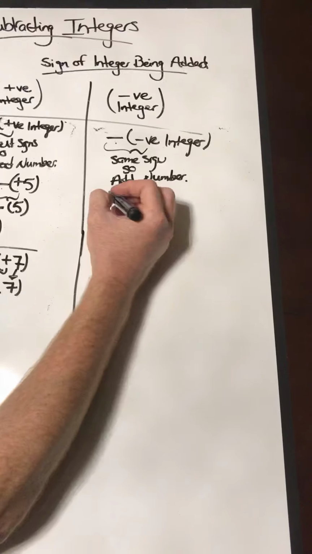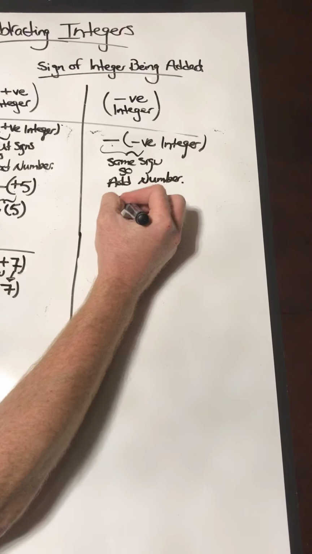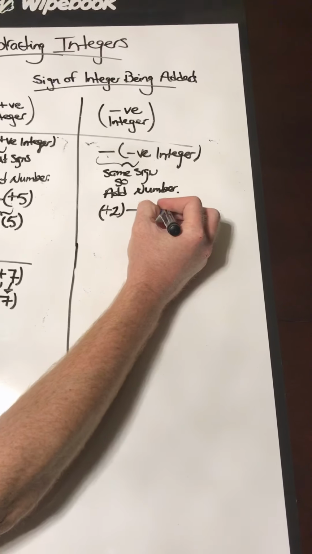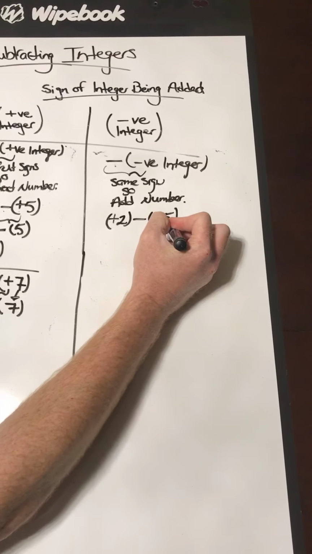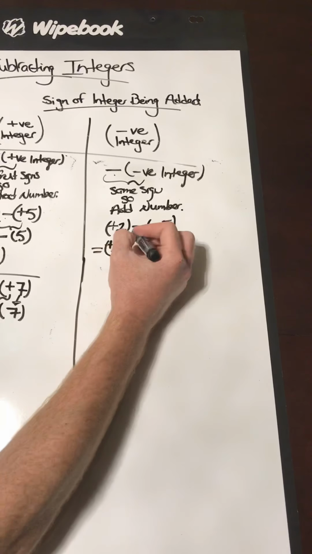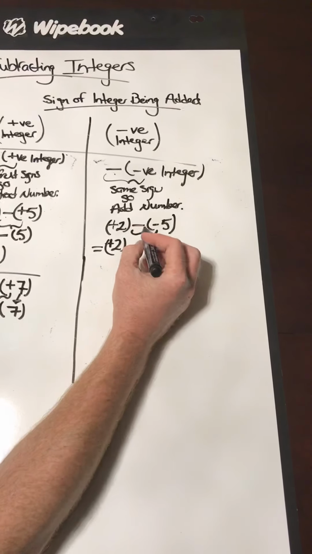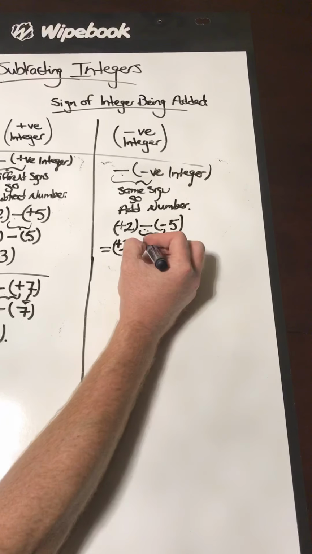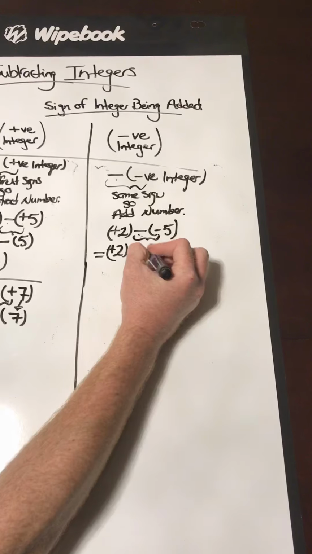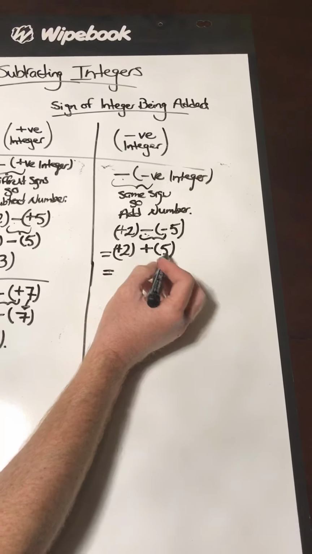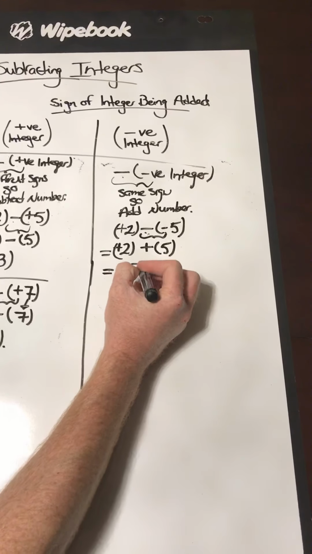Okay, and the example that we're going to do is positive 2 subtract negative 5. So I can rewrite this as positive 2, and I look at these two here and I see that they are the same signs. They're both negative. It's the same sign. I'm going to add the number. I'm going to add 5. So positive 2 plus 5 is positive 7.